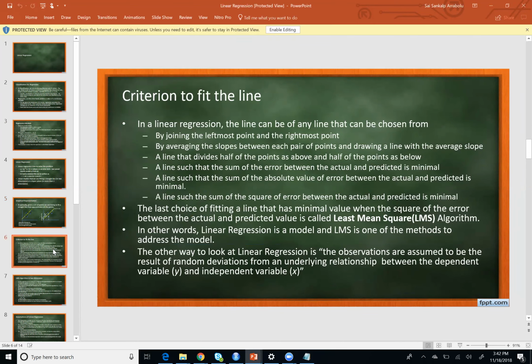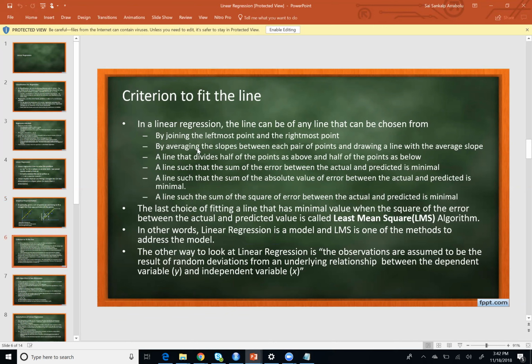So let us see what is the criteria to fit the line. In linear regression, the line can be any line that can be chosen by joining the leftmost and the rightmost point, or by averaging the slopes of each pair of points and drawing a line with the average. So there are different methods. A line such that the sum of the error between the actual and the predicted value is minimal. A line such that the absolute value of the error between the actual and predicted values is minimal.